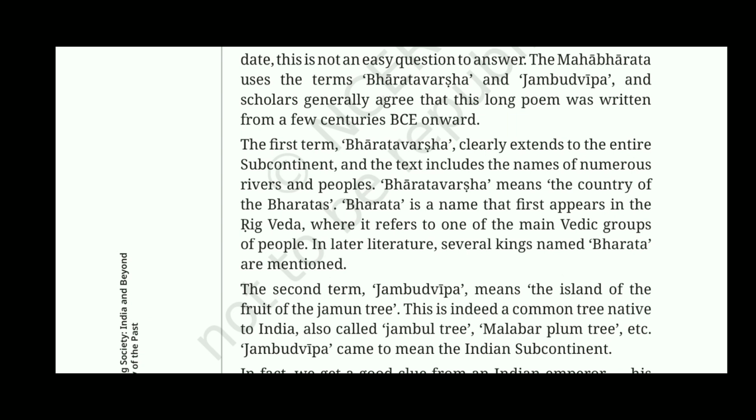Bharata is the name that first appeared in the Rig Veda, where it refers to one of the main Vedic groups of people. In later literature, several kings named Bharata are mentioned. The second term, Jambudvipa, means the island of the fruit of the jamun tree. This is indeed a common tree native to India, also called Jambul tree, Malabar plum tree, etc. Jambudvipa came to mean the Indian subcontinent.